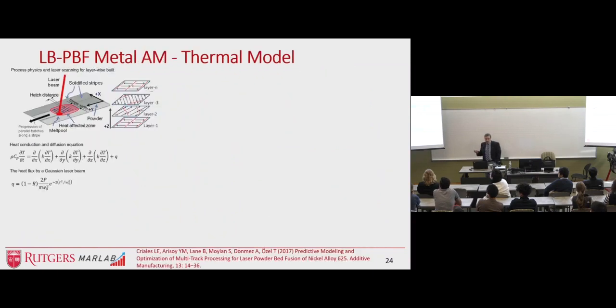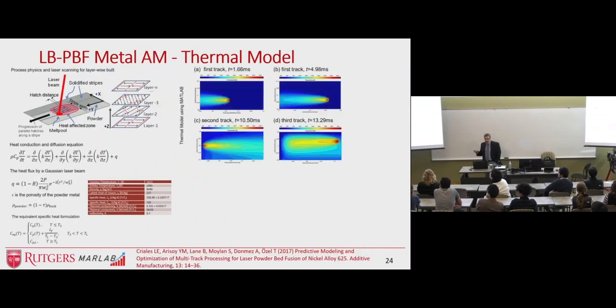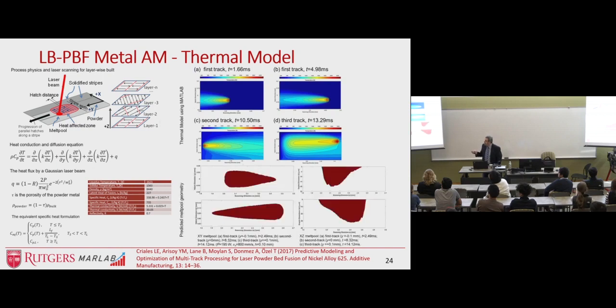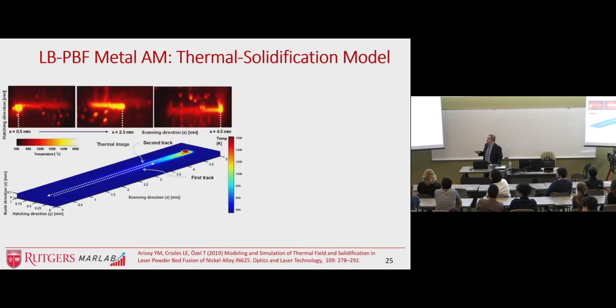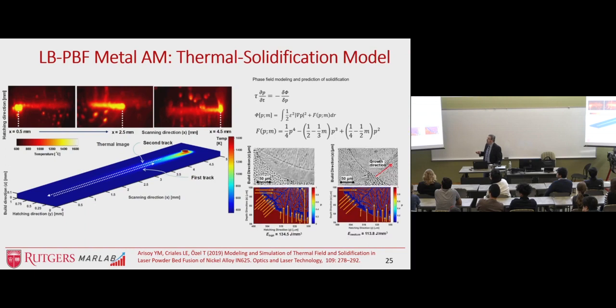So we have a three-dimensional model as well. In this case, this is also a 2D model. Again, we can get multiple tracks by using MATLAB and solving the heat transfer equation, and we can get the shape of the melt pool. It's a dynamically changing melt pool, so this shape is not stationary. And then we can also see how this can be affected by the process parameters.